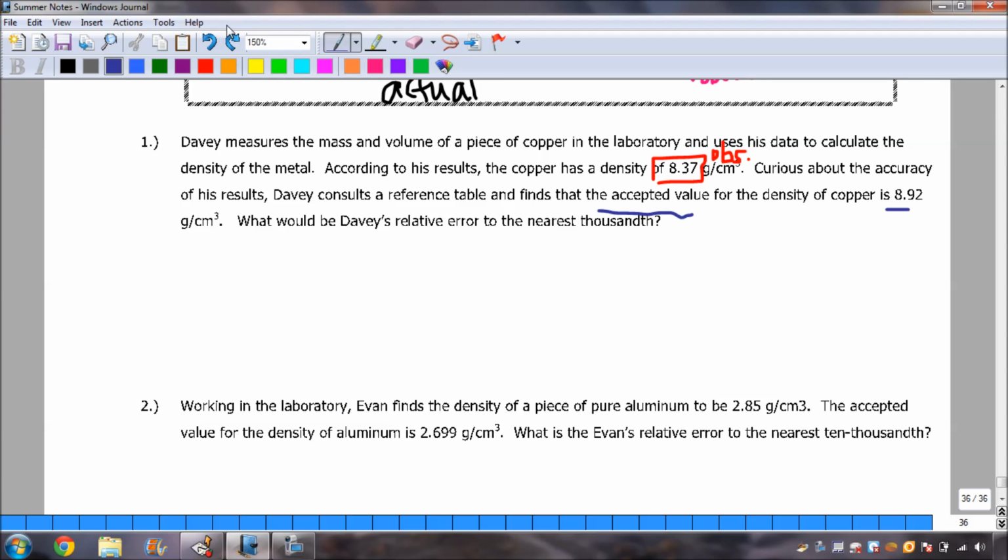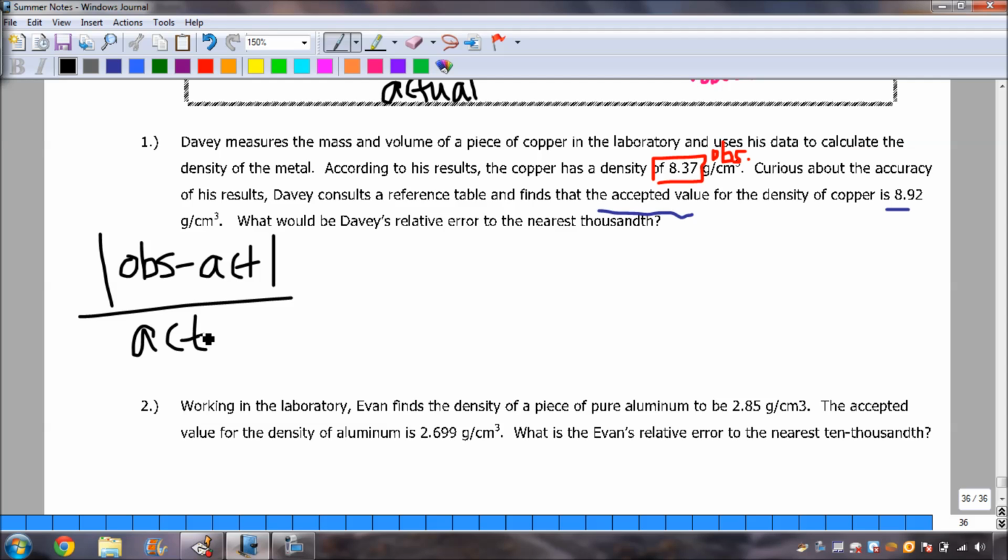So let's go ahead and figure that out. Remember, the formula is just observed minus actual. Take the absolute value of that and then divide it by the actual. Well, you know the observed number is 8.37. You don't have to worry about the units. And then you know that the actual value, or the accepted value, is 8.92. And then you divide it by the accepted. Don't forget that you have to take the absolute value of these numbers right here.